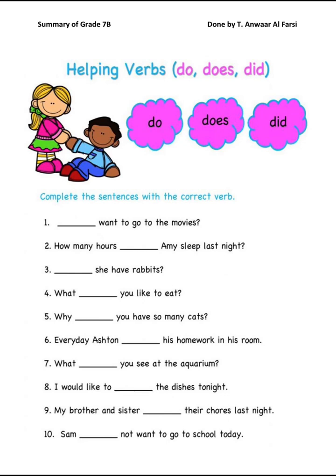Number 1, blank want to go to the movies. The answer is, do you want to go to the movies? Number 2, how many hours blank Amy sleep last night? The answer is, how many hours did Amy sleep last night? Number 3, blank she have rabbits. The answer is, does she have rabbits? Okay, we'll give time for you to solve the rest. Are you ready?